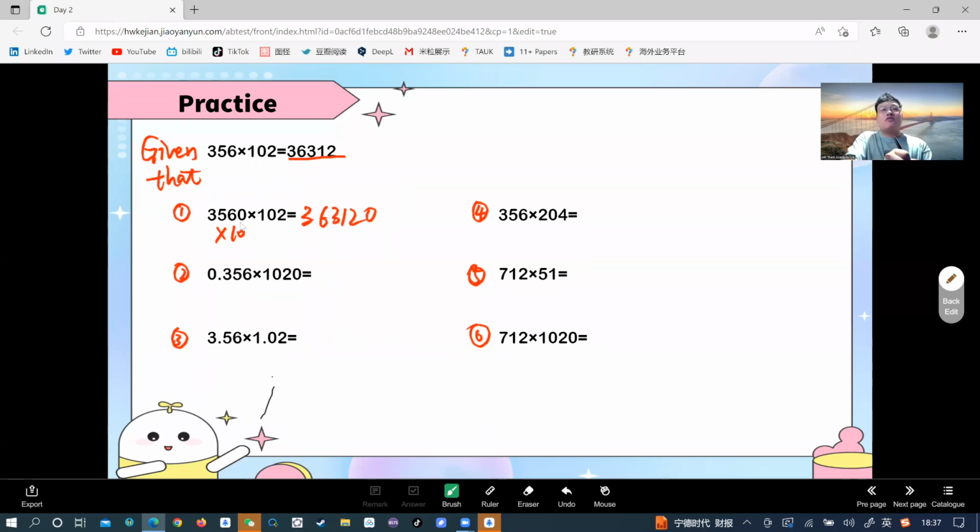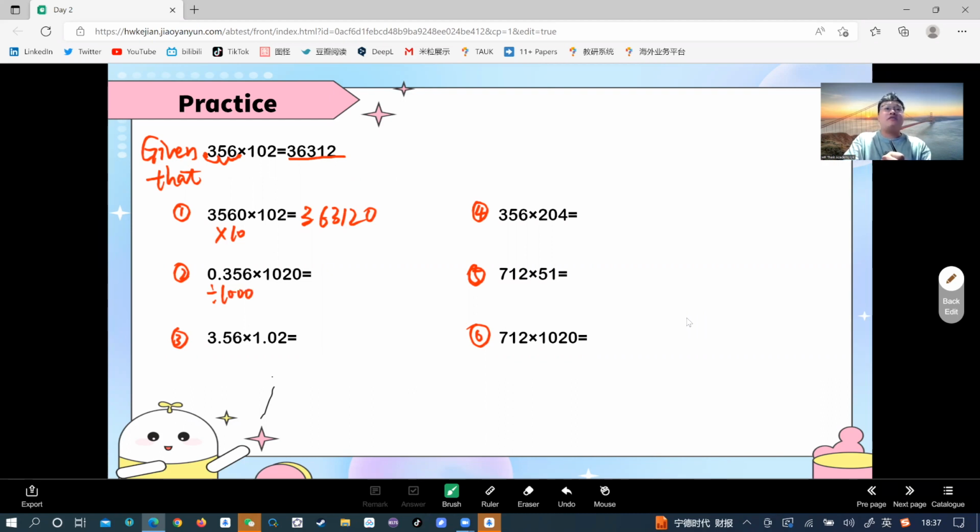So what's going to be the change from 356 to 0.356? What's going to be the change here, everyone? Tell me. We divide by, or we reduce this number by how many times? Think about it. If you don't know how many times, you just look at the decimal point. You move that left by 1, 2, and 3 digits. Means you divide that by 1,000.